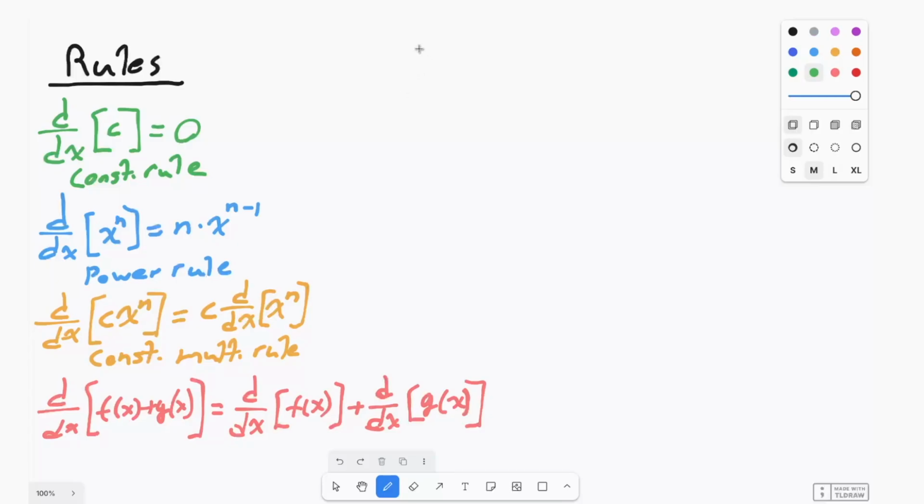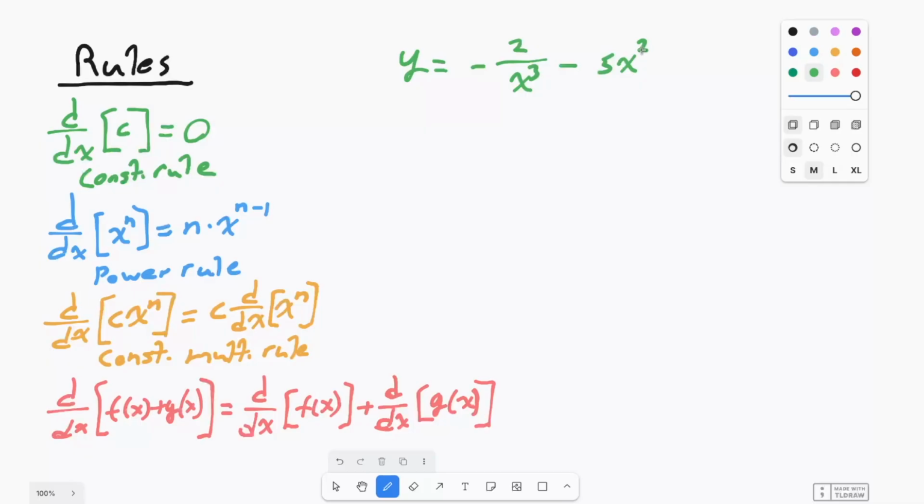So let's do one with subtraction. Let's say that we have y equals negative 2 over x to the 3 minus, let's say, 5x squared. So this one may look a little complicated, but our rules here are more than adequate for taking the derivative of this function. Start by writing out our d/dx. So taking the derivative of negative 2 over x to the 3 minus 5x squared. So we're taking the derivative of a function that has subtraction in it.